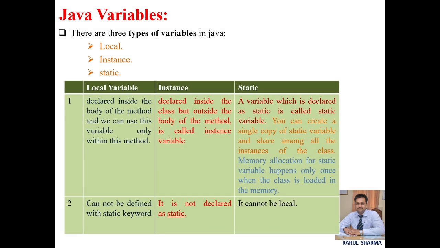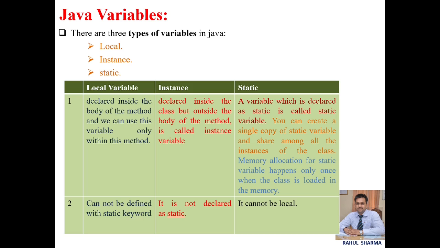So here we can see the differences between the local, instance and static variables. A local variable is declared inside the body of the method and we can use these variables only within this method. An instance variable is declared inside the class body but outside the body of the method or function. And a variable declared as static is called a static variable. It means it is declared with the help of the static keyword.